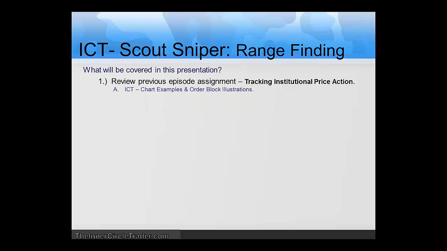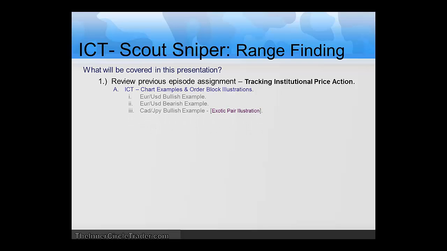For those that didn't do the homework, we're going to be giving a couple examples, and we're going to be looking at specific charts, and we're going to give specific order block illustrations. Now, I worked up a couple illustrations, obviously in the fiber, which is the Euro USD. We'll give you a bullish example. In fact, we're going to probably give you 2 or 3 of them. And we're going to give you a bearish example.